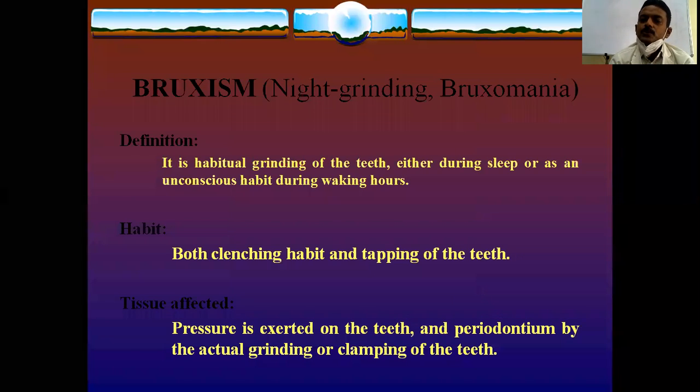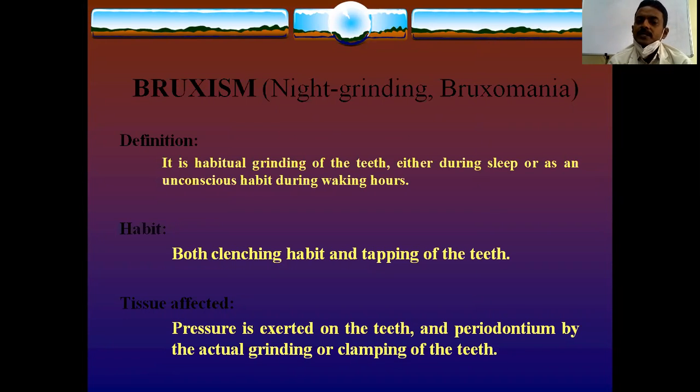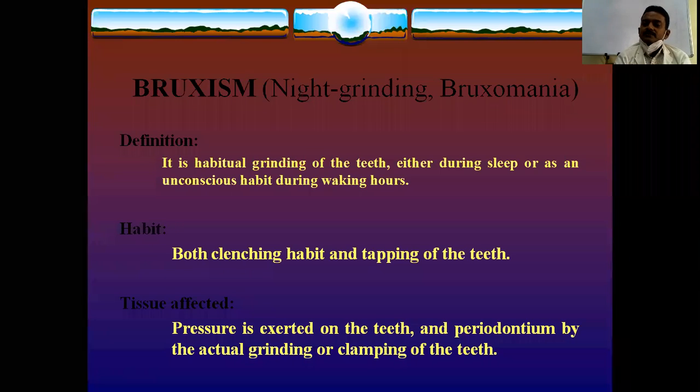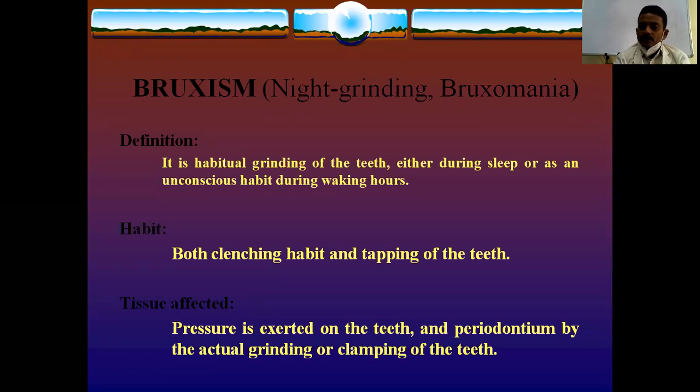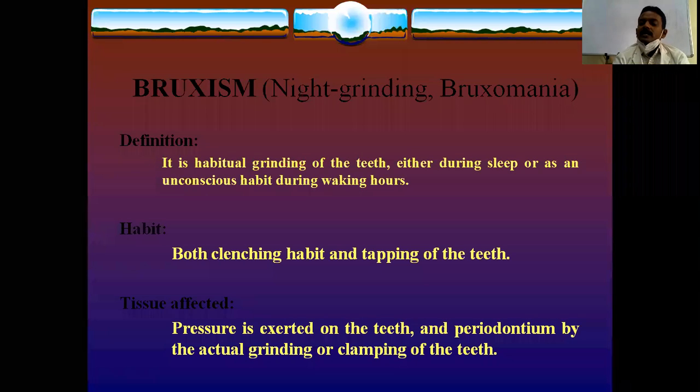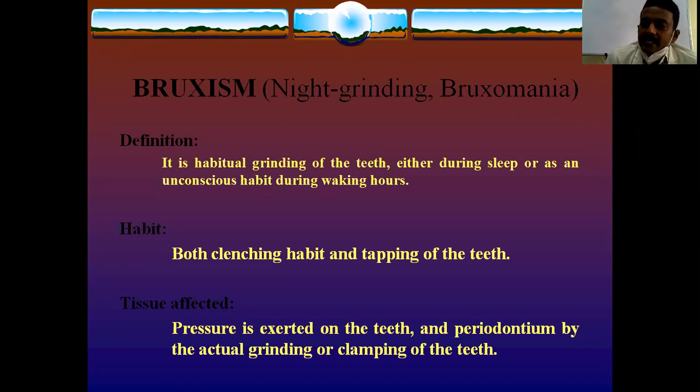Definition: it is the habitual grinding of teeth either during sleep or as an unconscious habit during waking hours. I repeat, it is the habitual grinding of the teeth either during sleep or as an unconscious habit during waking hours. Habit includes both clenching and tapping of the teeth. So ultimately, which tissues are affected? The pressure is exerted on the teeth and periodontium by the actual grinding or clamping of the teeth. See here, if there is continuous grinding of the teeth, what happens? Which surface is affected most commonly?